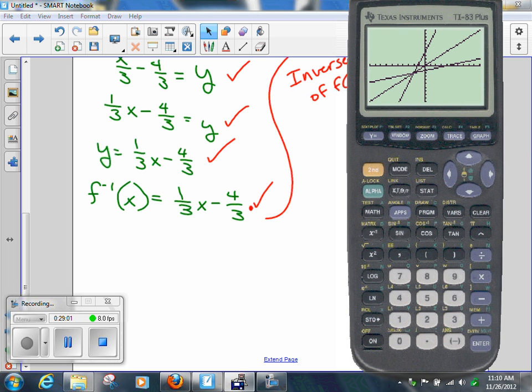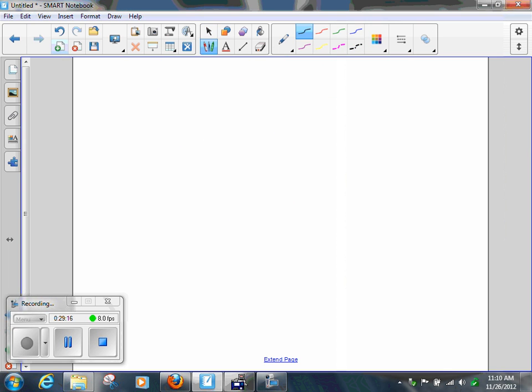How many of your calculators look like that? Facile or difficile? Questions? Preguntas? No? Everybody cool? Yep. All right. So, how about this?